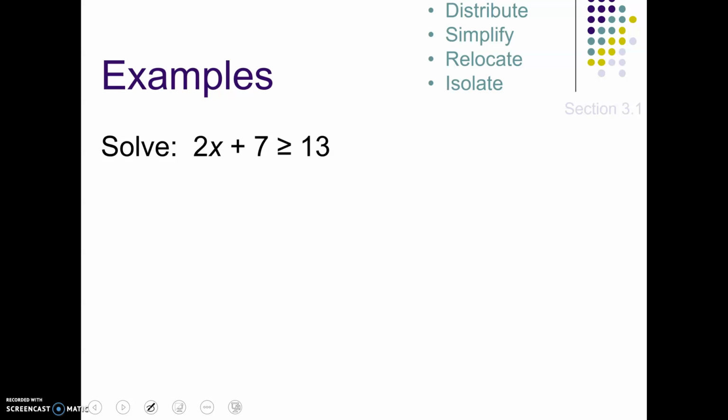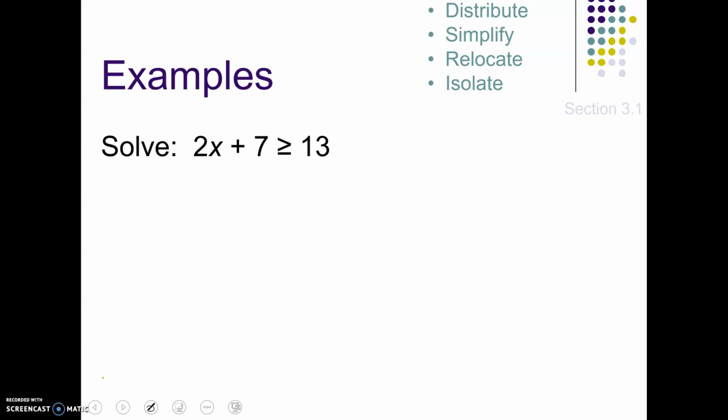For this problem, there's no distribution to do because I see no parentheses. And there's no simplifying to do because there are no like terms to combine. So my first step is I am going to relocate to make sure that letters go on the left and numbers go on the right. And right now, as it stands, my letters are already on the left. So my only job is to put my numbers on the right. And so this 7 that's on the left needs to move.